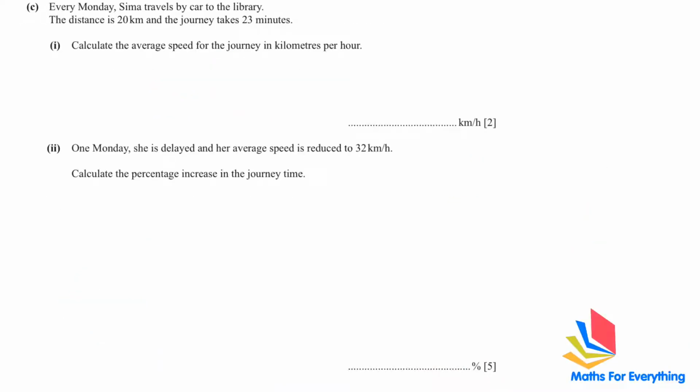Part C. Every Monday, Seema travels by car to the library. The distance is 20 km and the journey takes 23 minutes. Calculate the average speed for the journey in kilometers per hour. So how do we find the speed? I hope you are aware of the triangle method. This is distance, speed, and time. You want to find speed. So we are looking at distance divided by time.